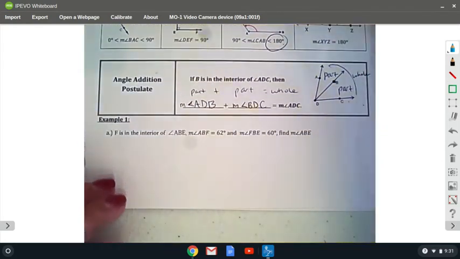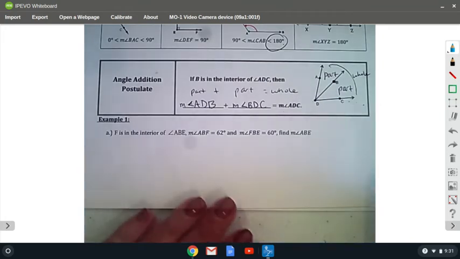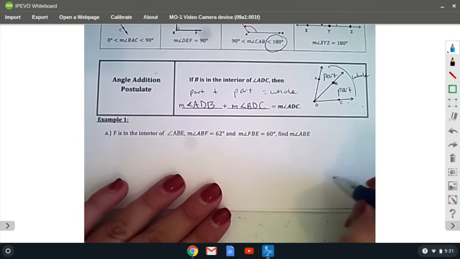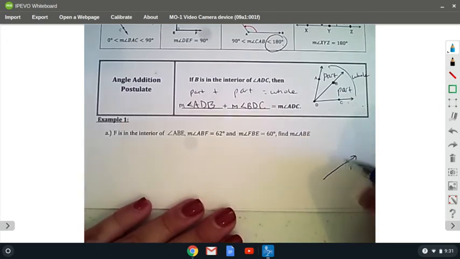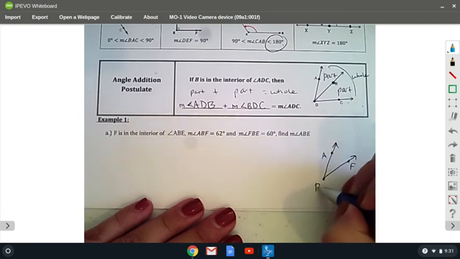All right, so now we have to actually draw out our own. F is in the interior, so that means it's going to be this ray in the middle of angle ABE. So angle ABE.